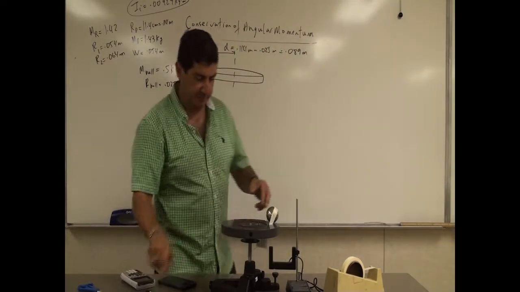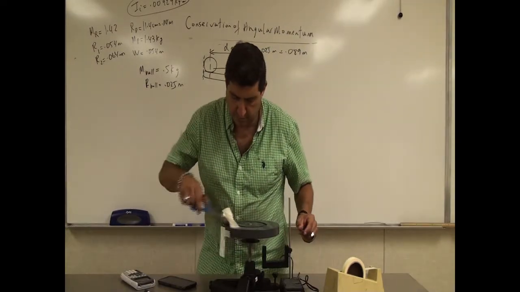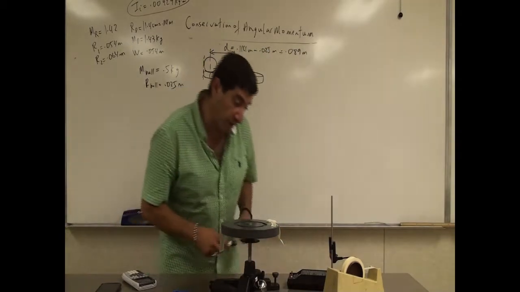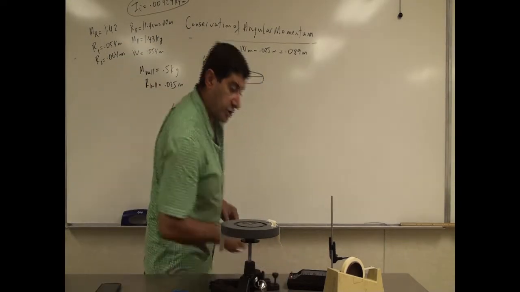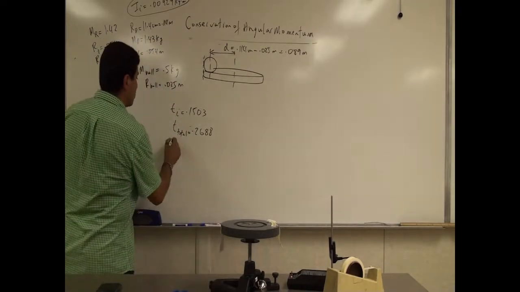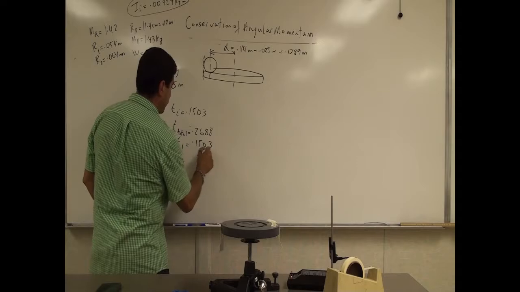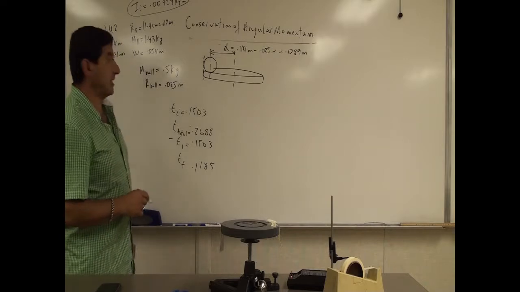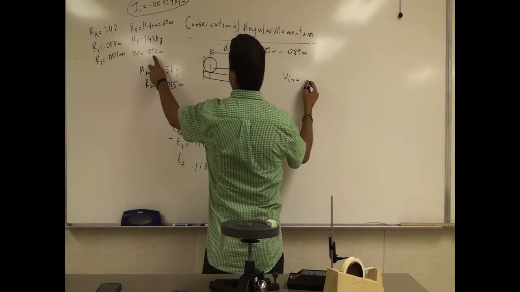Okay, now let's get this spinning. So the initial time was 0.1503. The final time was 0.2688. That's the total time, right? Then you subtract the initial time from that, the initial time 0.1503, and that gives you T final, 581.1185. So now we can calculate the initial tangential velocity, V initial tangential.